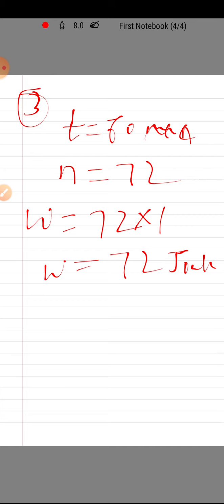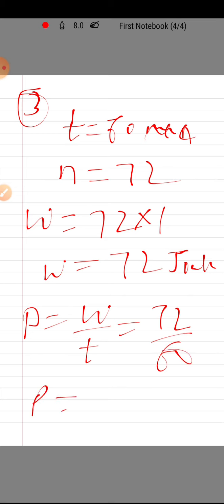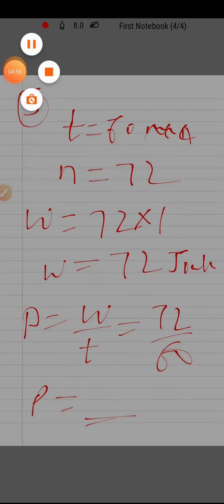Now you have to calculate power. Power is given by W upon T. So W is 72 and T is 60. On solving, you can calculate the answer. I hope you are comfortable with this simple calculation.